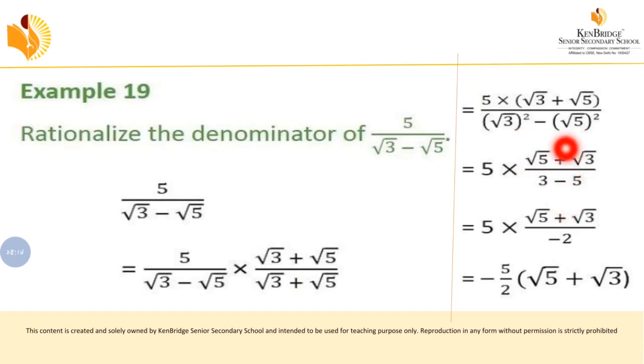Now 3 minus 5, the answer will become minus 2. So here we have separated the whole numbers and we have written it separately, like minus 5 by 2 into root 5 plus root 3. So like this you have to solve this type of questions. Let's move on to the next one.